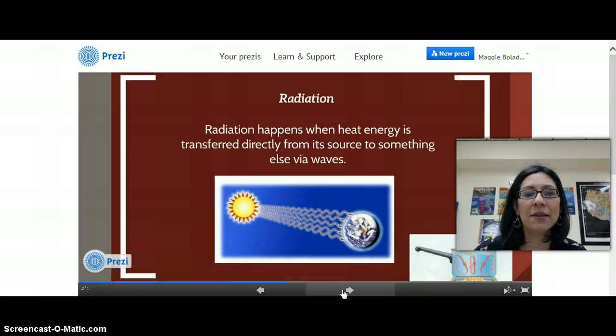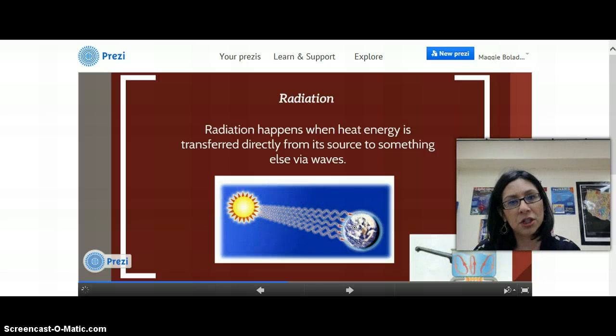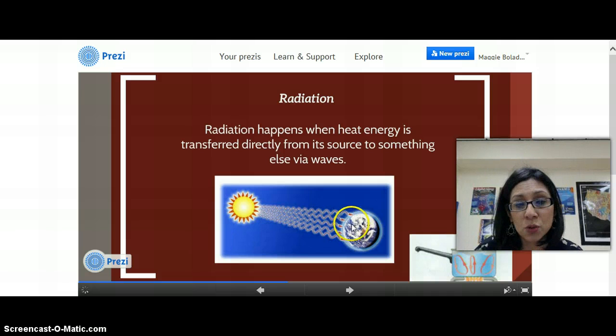And the first way that we talked about was radiation, okay? Radiation happens when heat energy is transferred directly from the source to something else via waves. Notice that in this picture, the waves are coming from the sun into the earth or into the world. And how do we know? Because we see the arrows coming from the sun onto the world. The world is not touching the sun. The sun is not touching the world.